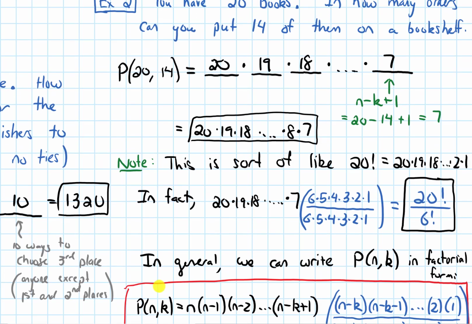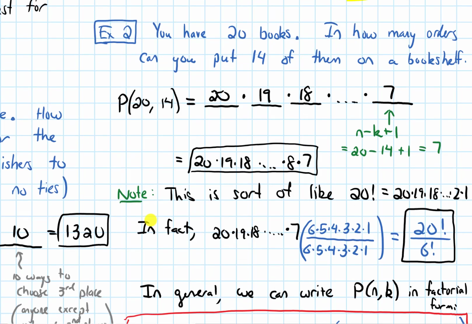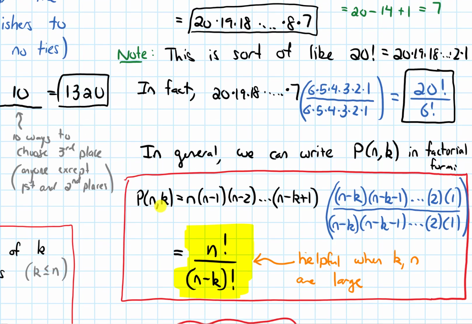So for example, in the problem that we just worked out, picking 14 books and placing them on a bookshelf from a group of 20 books, those are both relatively big numbers. Initially when we worked out the number of permutations, we had to multiply 14 numbers together. And that's long to write, and that's why I put the dot, dot, dot. So using this factorial form can be helpful and more concise when our numbers are large.